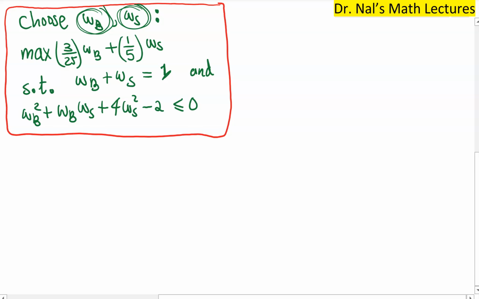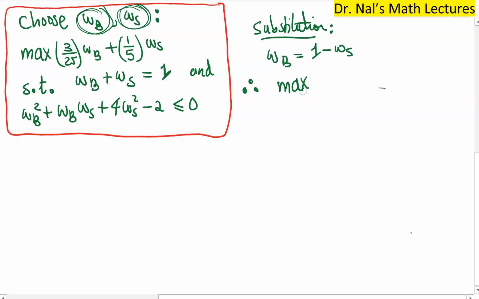I think we already talked about a very good strategy. The very good strategy would be to just express WB in terms of WS. For instance, we will use a substitution technique. If I use substitution, I can replace WB with 1 minus WS from the first expression. So the problem reduces to the following. This way I'm able to get rid of this condition.